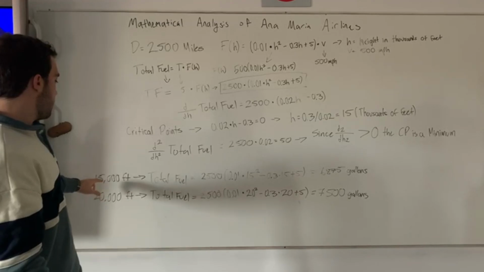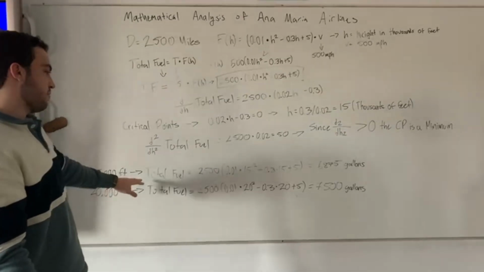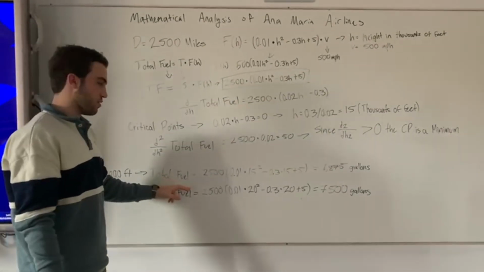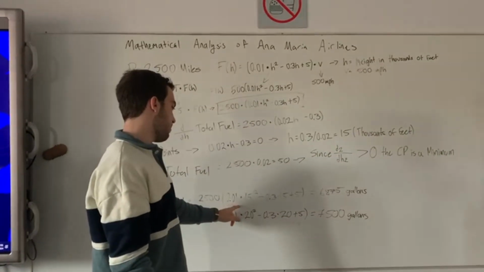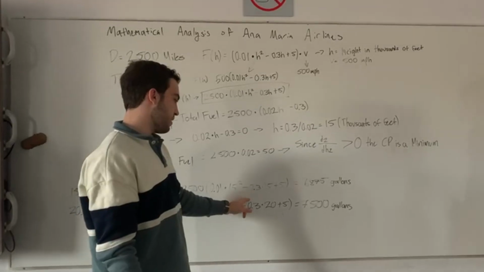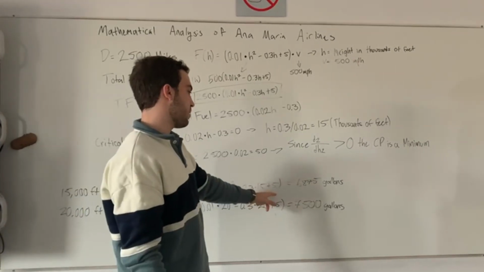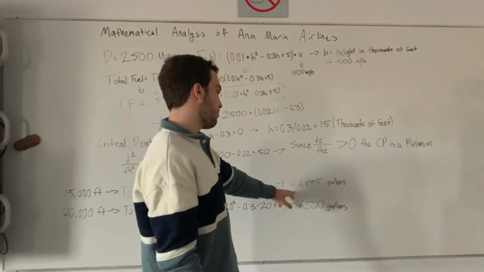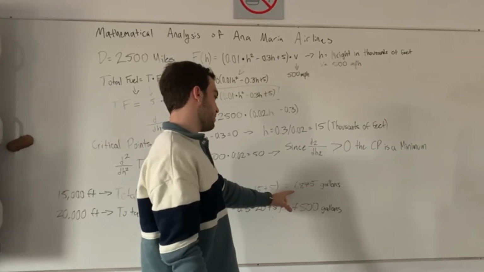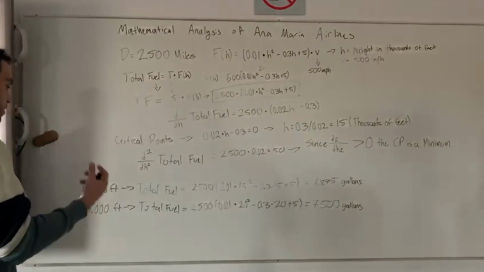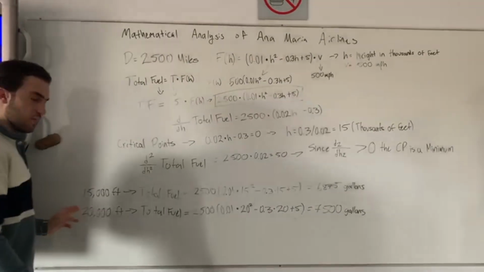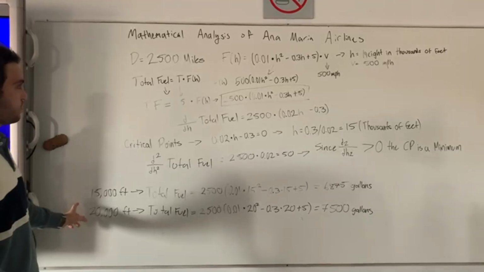So we have 15,000 feet, and we can now calculate the total fuel consumption, which is going to be 2,500 times 0.01 times 15 squared minus 0.3 times 15 plus 5. And by doing that, we get a total fuel consumption of 6,875 gallons.